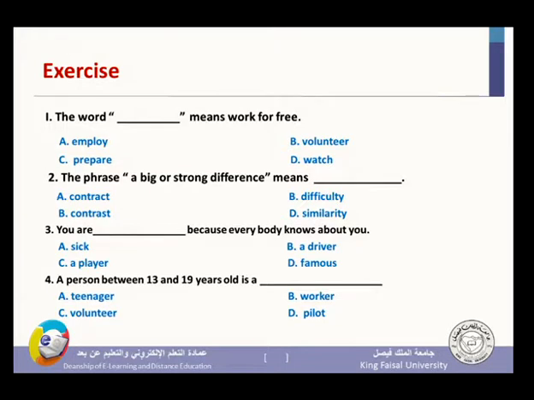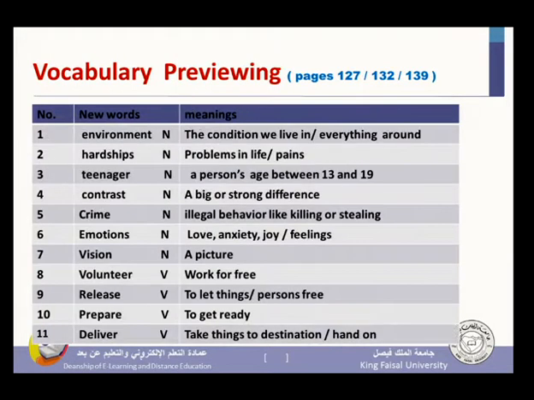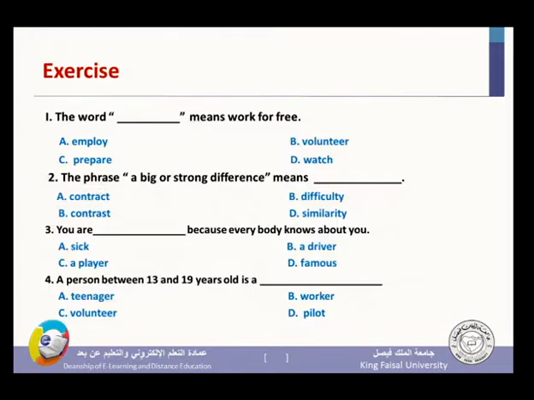Let me give you the first question as an example. The word that means work for free. We have 4 options. A, employ. B, volunteer. C, prepare. D, watch. If you refer to the words, we will find out that number 8, volunteer, means work for free. And as such, the answer is to be B for this question. The rest of the questions are similar to what I've just illustrated to you.